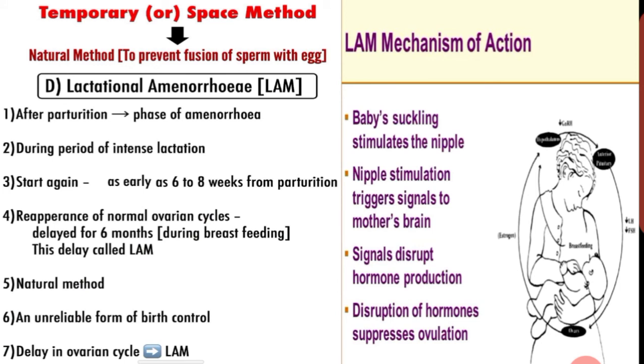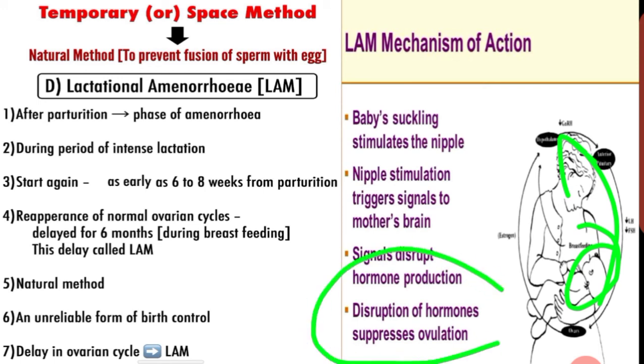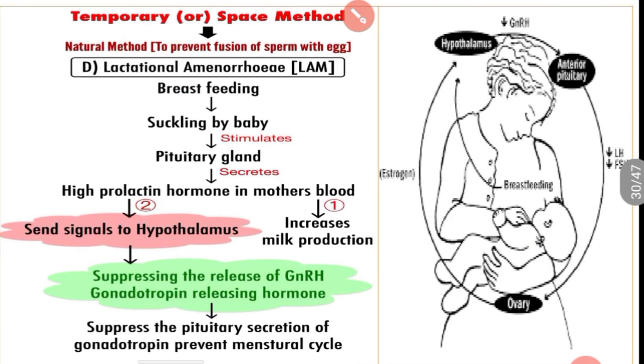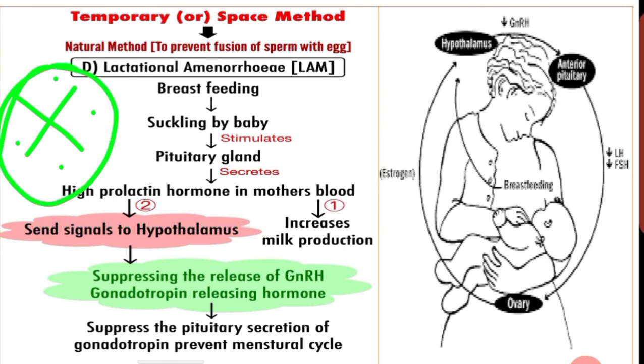See the flowchart. The baby is suckling the milk. It stimulates the nipple. Nipple stimulation triggers the mother's brain to secrete prolactin and one more hormone, oxytocin. These hormones bring about milk production and milk ejection. So these hormones disrupt estrogen activity. Since there is no estrogen activity, ovulation is suppressed. Got it? See this important flowchart for your NEET exams.